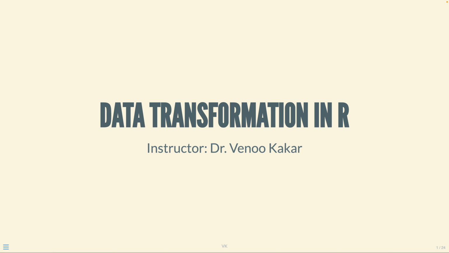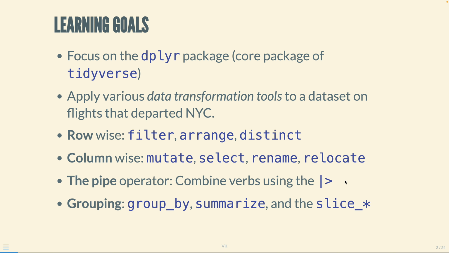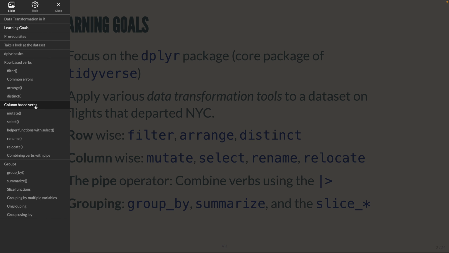In this video, we'll continue with learning about the data transformation tools in R. Remember, in the last video, we talked about row-wise verbs, which were filter, arrange, and distinct. In this video, we'll talk about column-wise verbs, mutate, select, rename, and relocate, and talk about some of the grouping verbs. So let's get into it.